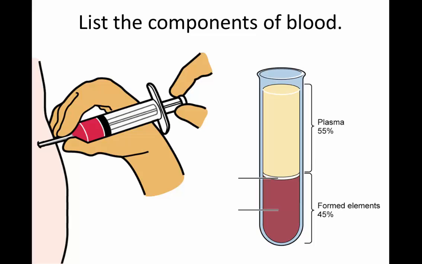We also have the formed elements. This makes up 45% of the blood. The formed elements ultimately are referring to all the different types of cells that we find within the blood. These include red blood cells, or erythrocytes, that make up the vast majority of that 45%. And then we have this buffy coat in here, a little white layer that is made up of the white blood cells and the platelets.